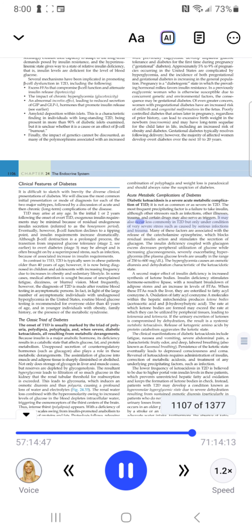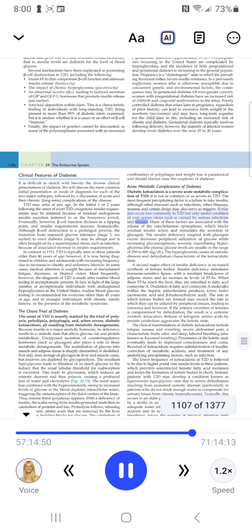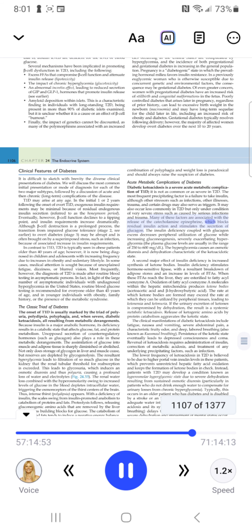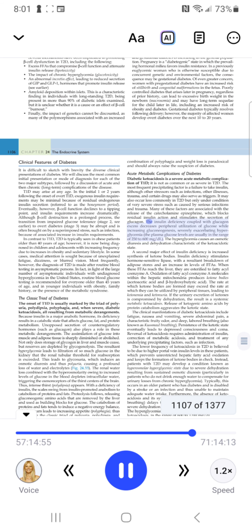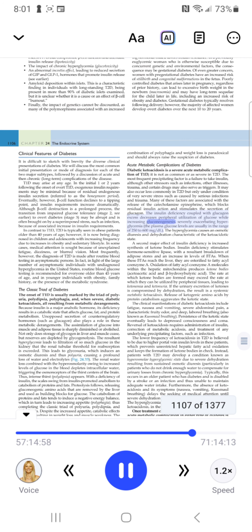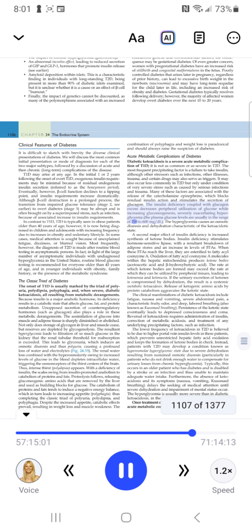It may also occur less commonly in T2D, but only under conditions of very severe stress, such as caused by serious infections and trauma. Many of these factors are associated with the release of the catecholamine epinephrine, which blocks residual insulin action and stimulates the secretion of glucagon. The insulin deficiency coupled with glucagon excess decreases peripheral utilization of glucose, while increasing gluconeogenesis, severely exacerbating hyperglycemia. The plasma glucose levels are usually in the range of 250 to 600 mg/dL.